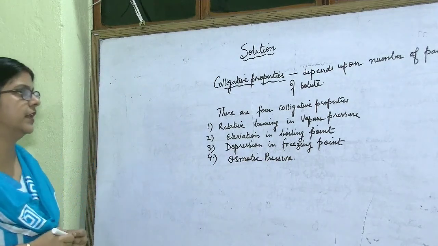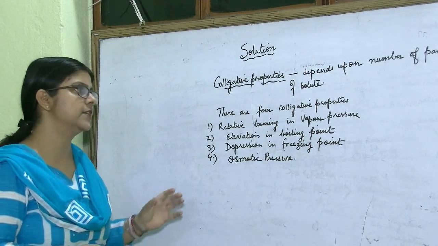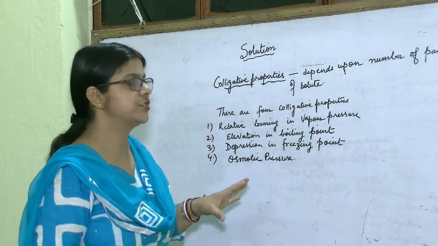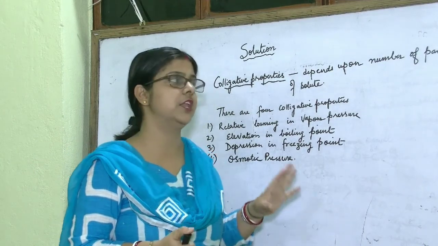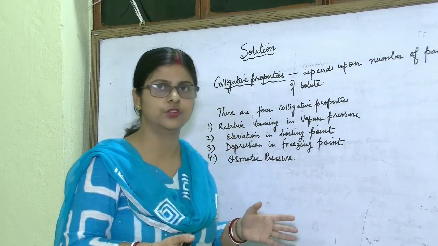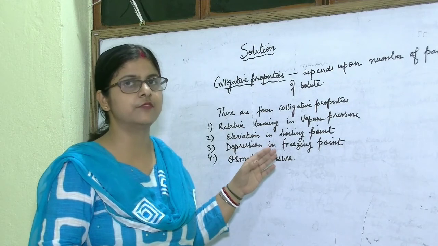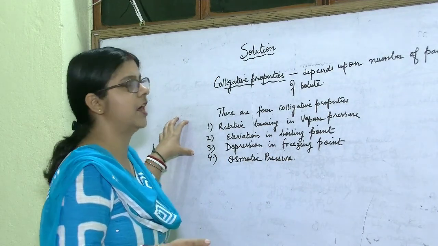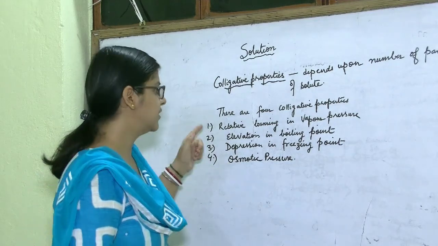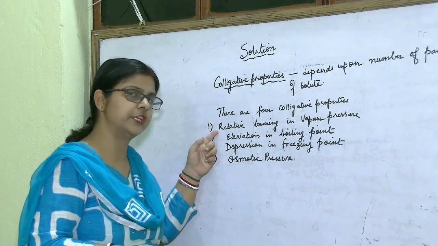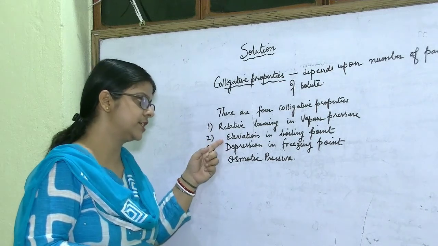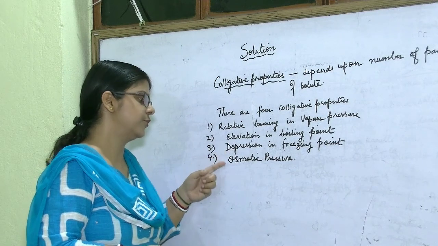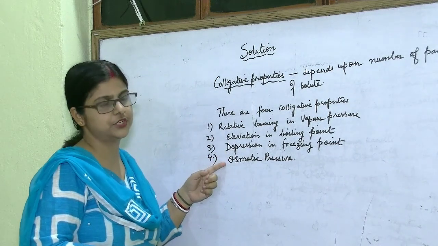So, what am I telling, what are colligative properties? Colligative properties are those properties of the solution which depend only upon the number of particles of the solute. And how many types of colligative properties are there? There are four, which I will discuss one by one. First, relative lowering in vapor pressure. Second, elevation in boiling point. Third, depression in freezing point. And fourth, osmotic pressure.